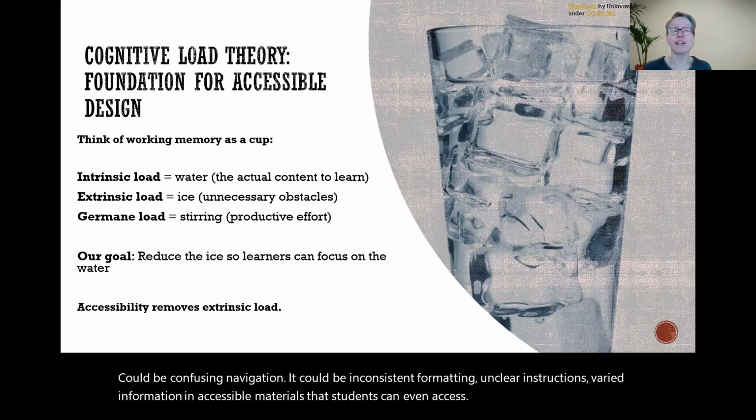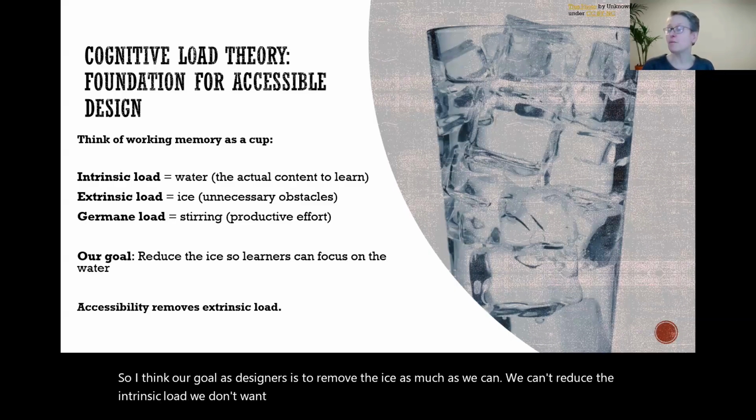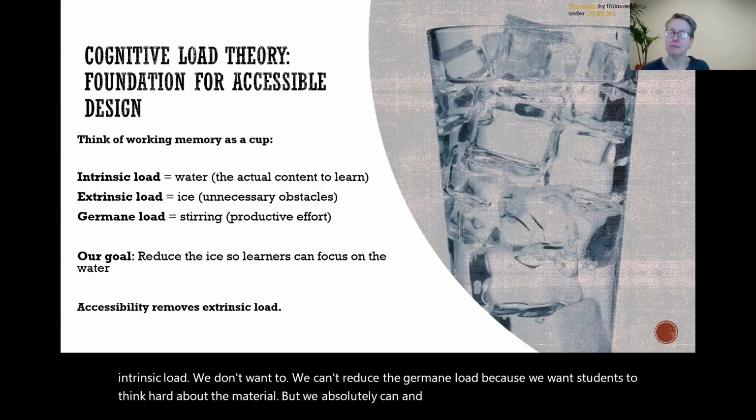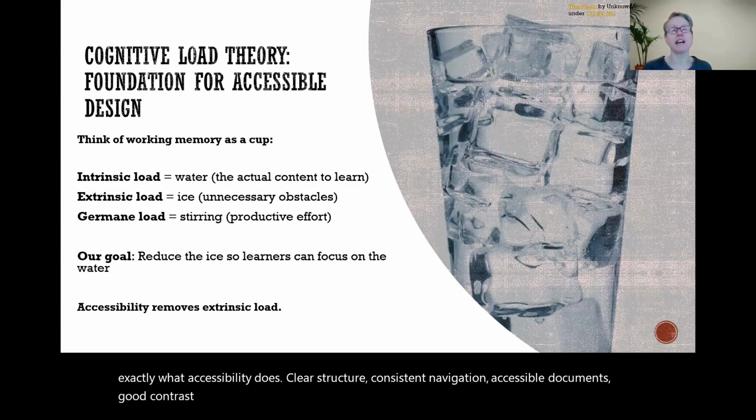So I think our goal as designers is to remove the ice as much as we can. We can't reduce the intrinsic load. We don't want to. We can't reduce the germane load because we want students to think hard about the material, but we absolutely can and should reduce extrinsic load. And that's exactly what accessibility does. Clear structure, consistent navigation, accessible documents, good contrast, descriptive links, all of these remove that extrinsic load and they clear up space in students' cognitive cup for actual learning.